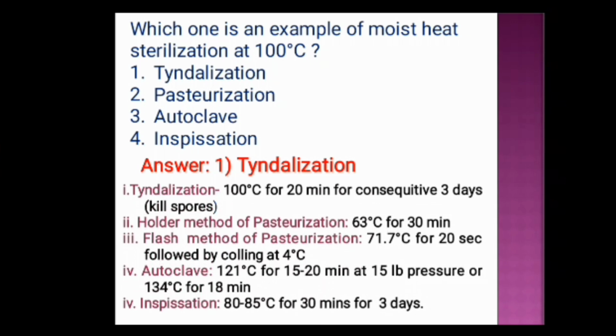So tyndallization is at 100 degrees centigrade for 20 minutes for consecutive 3 days. Holder method of pasteurization is 63 degrees centigrade for 30 minutes. Flash method of pasteurization is 71.7 degrees centigrade for 20 seconds, followed by cooling at 4 degrees centigrade. Autoclave is done at 121 degrees centigrade for 15 to 20 minutes at 15 pounds per square inch pressure, or at 134 degrees centigrade for 18 minutes. And in inspissation, the temperature is 80 to 85 degrees centigrade and the time is 30 minutes, and it should be done for consecutive 3 days. So both tyndallization and inspissation are consecutive 3-day procedures.